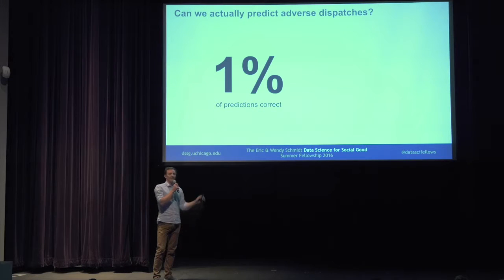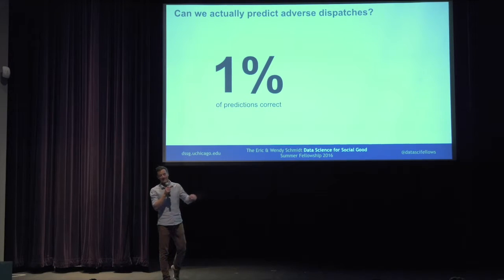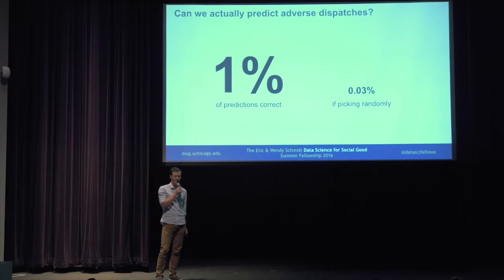So that might not sound wildly impressive to you right now, but you have to bear in mind that if you just randomly select dispatches, if you just pick them up at random, then you'll find an adverse dispatch just 0.03% of the time. So we're actually improving on random picking by a factor of 30. So perhaps we're not doing ever so well in absolute terms, but we're doing pretty great in relative terms.